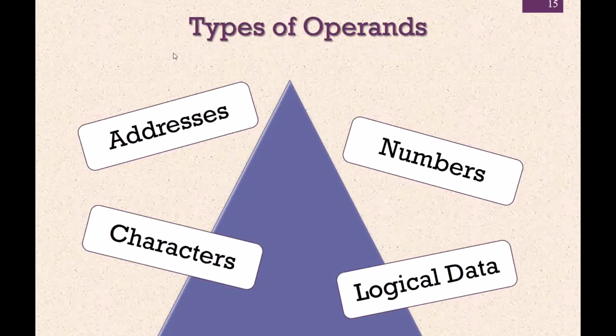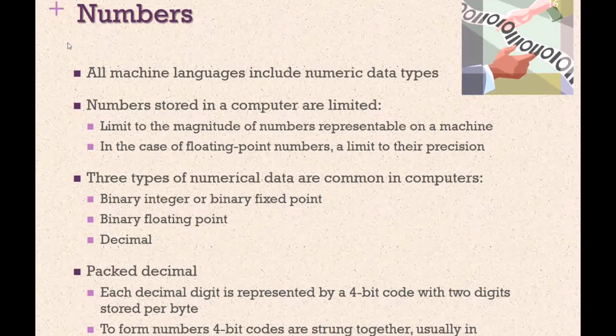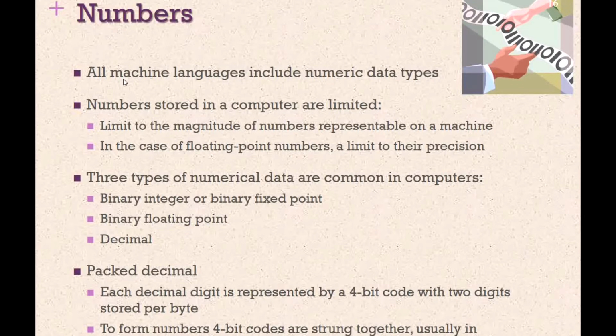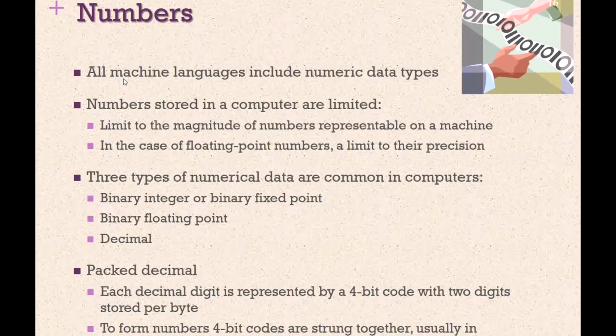There are different types of operands: addresses, numbers, logical data, and characters. First, we will discuss numbers. All machine languages include numeric data, in the form of zeros and ones, which is the binary format. The numbers stored in a computer are limited, so there is a limit to the magnitude of the number representable on the machine. Floating point numbers are limited in their precision, that is, how many digits after the point we can use for calculation.